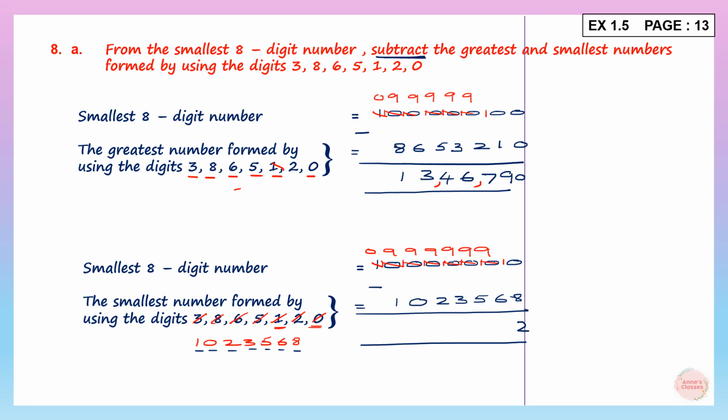Then we have 9 minus 6 is 3. 9 minus 5 is 4. 9 minus 3 is 6. 9 minus 2 is 7. Then we have 9 minus 0, which is 9 itself. 9 minus 1, that is 8. Let's put commas. Ones, tens, hundreds, thousands, 10,000s, lakh, 10 lakhs. So 89 lakh 76,432.